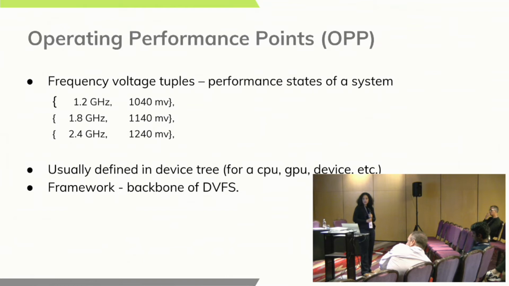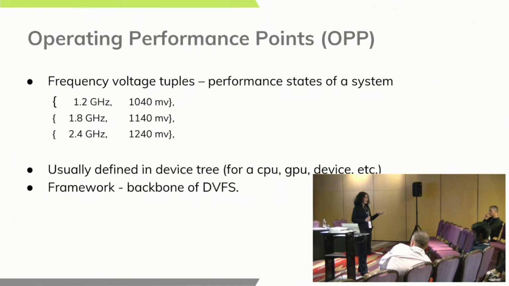And then there is this concept of OPP, or operating performance points. That's nothing but a device can possibly operate at different frequencies, and there can be different voltages associated with these frequencies. So a pair of this frequency and voltage is called an operating performance point, or OPP. Different SoCs name it differently, but in the Linux kernel it is known as OPP. There can be multiple OPPs associated with a device, and these OPPs are usually defined in a device tree on a per device basis.